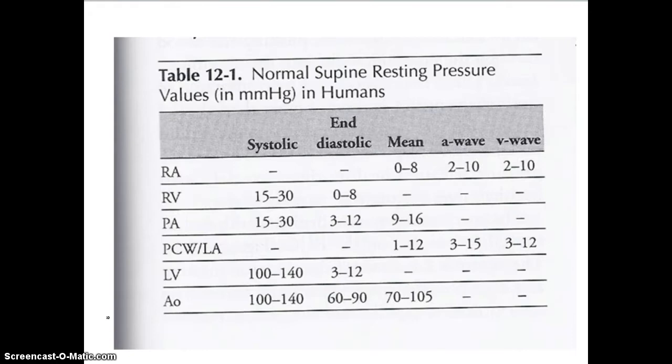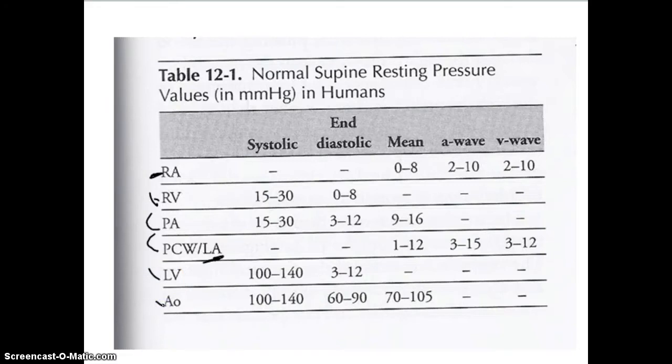So this is a table from your book from page 169, and what I like about this table is that it does list the pressures in order. So it starts again with the right atrium, then it goes to the right ventricle, then to the pulmonary artery, and then back to the heart via the left atrium, which, like I said, is also called the wedge pressure, which means pulmonary capillary wedge, then to the left ventricle, and then the aorta.